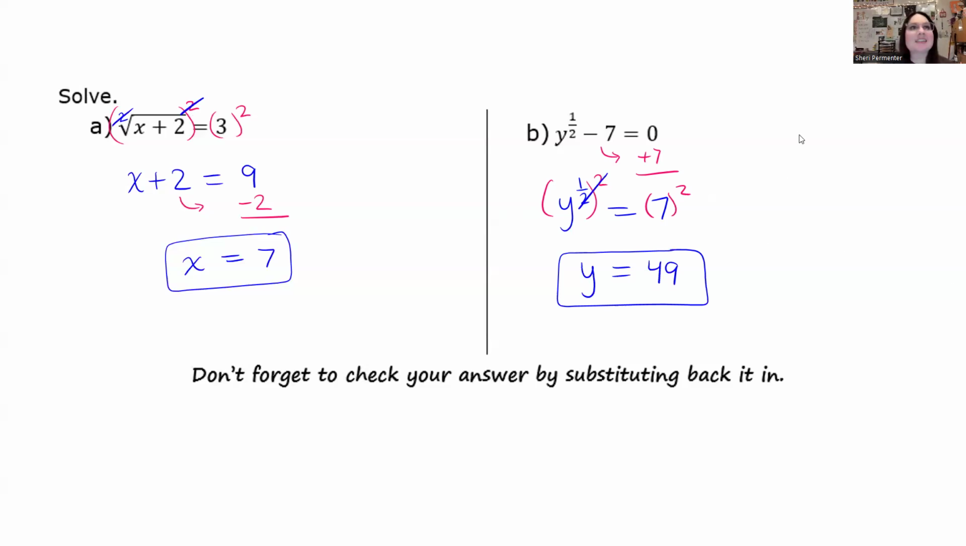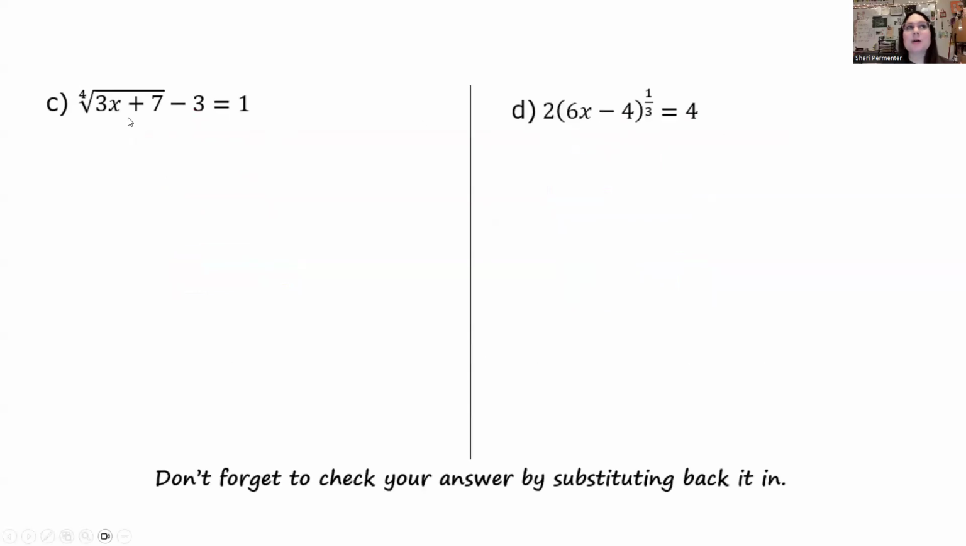Beautiful. Moving on. The next problem, it's just got a couple more operations, but we're going to use inverses to solve the problem. First thing I have to do is add 3 to the other side.